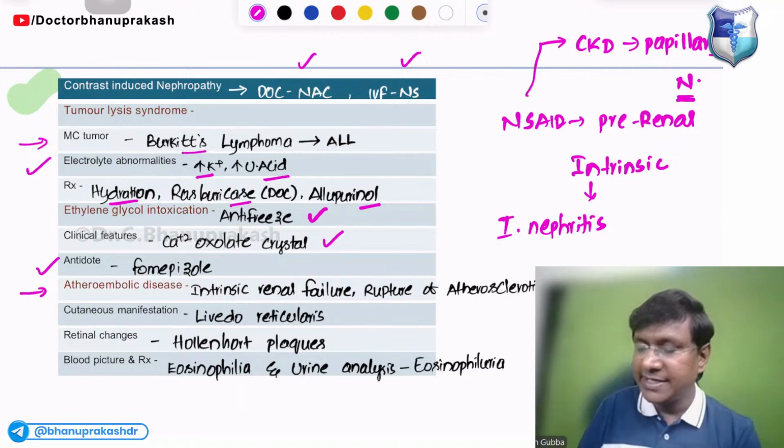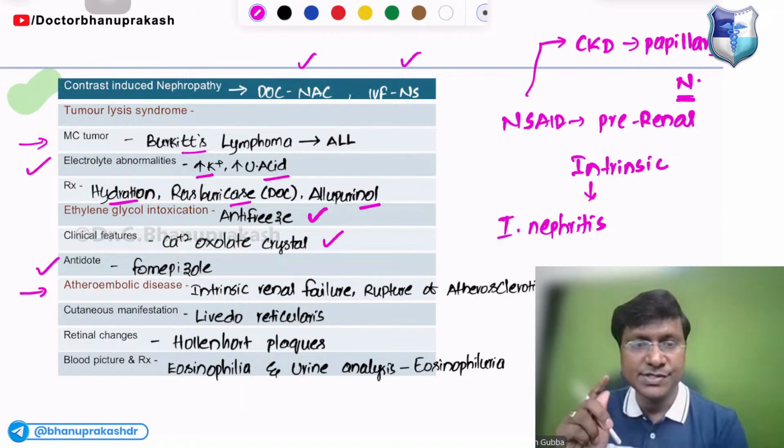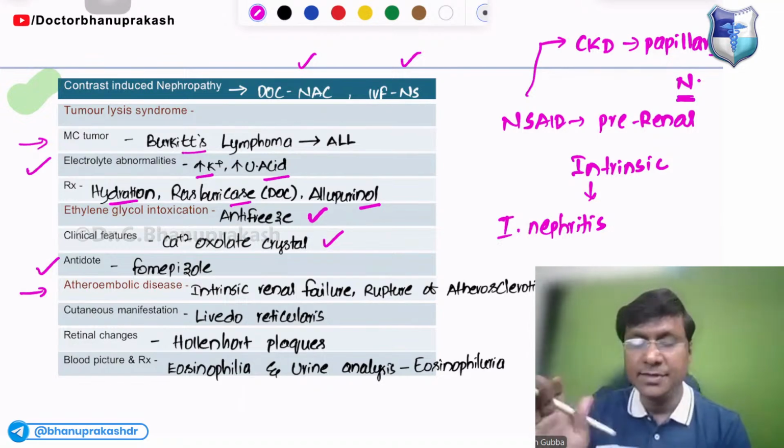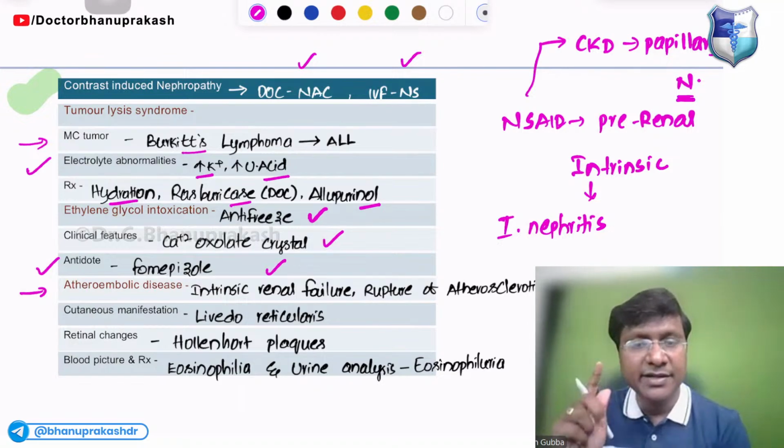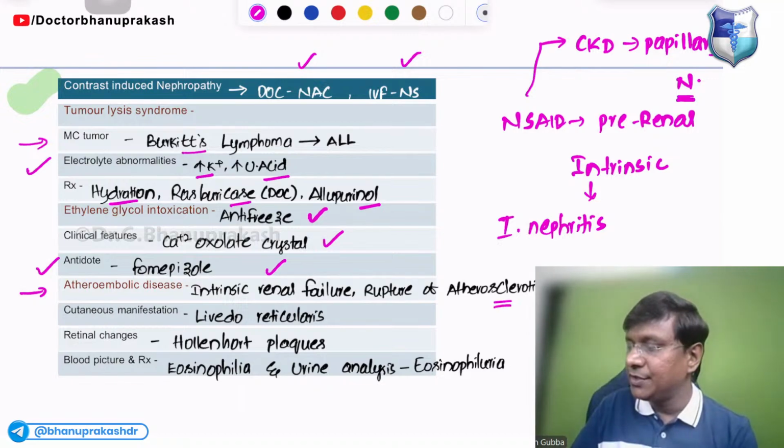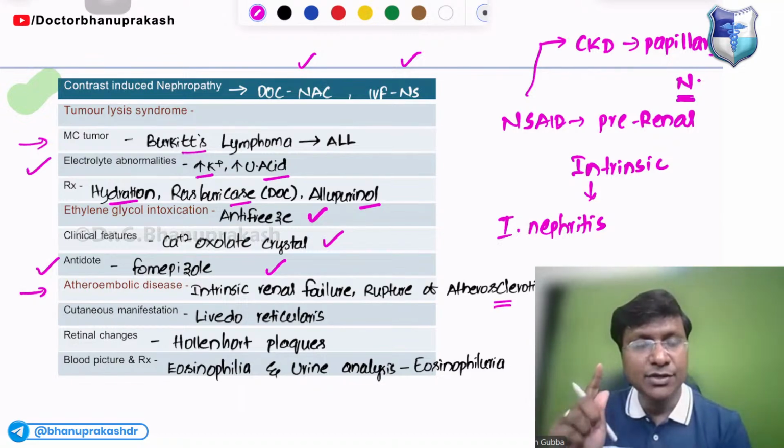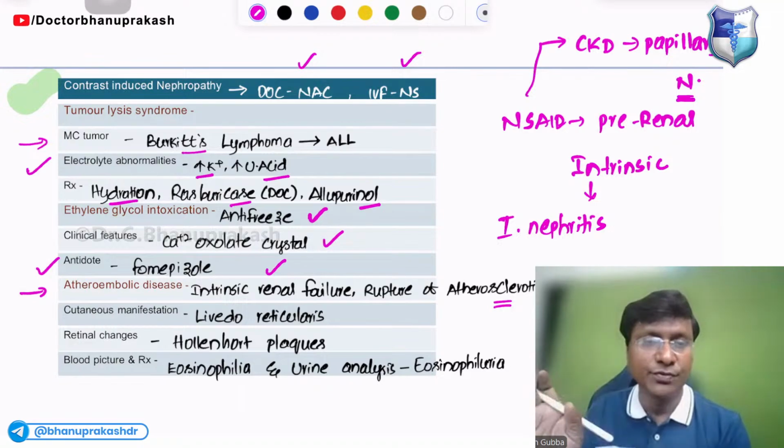Then you see in case of the atherosclerotic diseases. Atherosclerotic diseases also will cause damage to the kidney, or that will cause intrinsic renal failure. And these diseases are mainly due to rupture of the atherosclerotic plaque. When this plaque is ruptured, emboli will enter into the kidney. And that will cause eosinophilia and eosinophiluria.